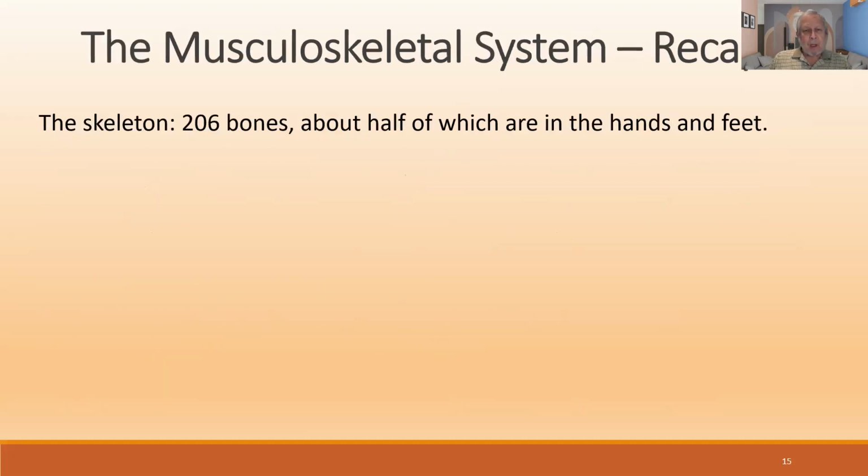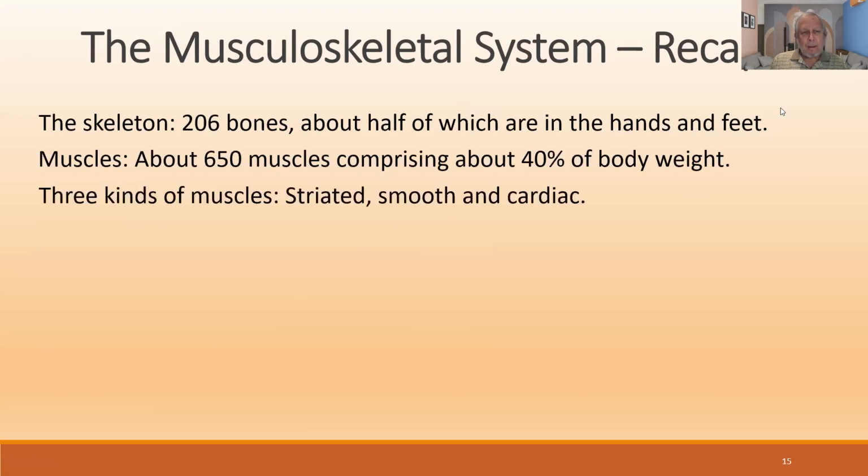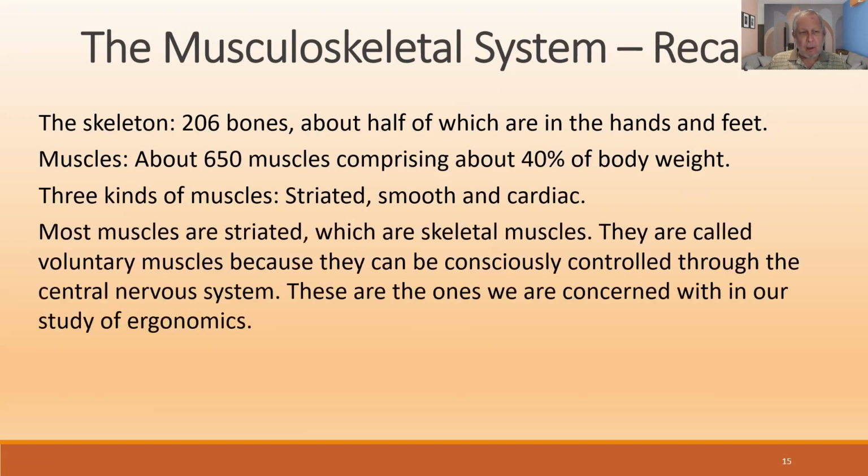The skeleton, 206 bones, is a recap of what we talked about, half of which are in the hands and feet. That's the skeleton. Muscles, there's about 650 muscles, comprising about 40% of body weight. There are three kinds of muscles: striated, smooth, and cardiac. If you haven't guessed by now, cardiac or heart muscles.